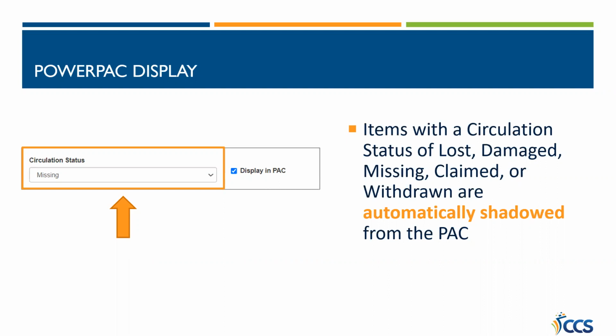But the nice thing about this is that the circ status does not mess with the display in pack checkbox. So if the item ends up being found, or whatever the issue is gets resolved, it will once again display in the pack without staff needing to do anything extra. As soon as it's checked in, that circ status is cleared, and it will show up in the online catalog again.